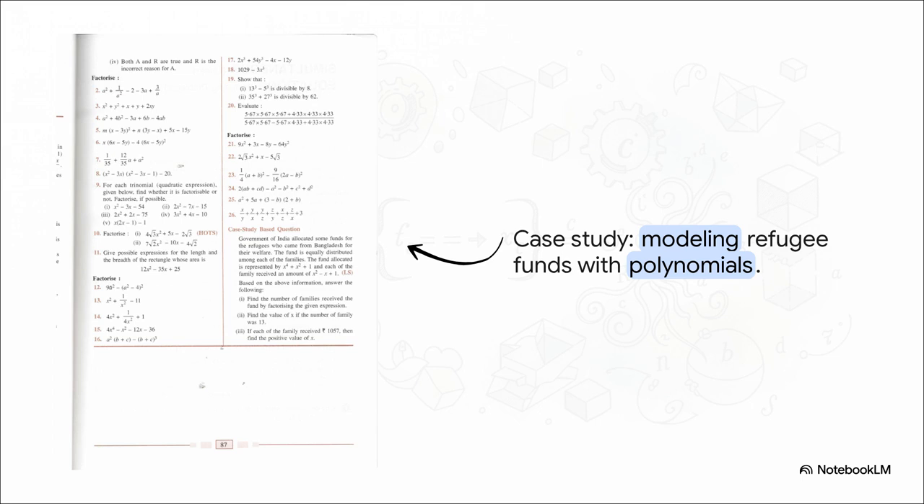Take this case study. A government allocated massive welfare funds for refugees, and the total fund is mathematically modeled by the polynomial x to the power of 4 plus x squared plus 1. To figure out the equitable amount each individual family receives, they have to use factorization to break that giant expression down into workable pieces. Math isn't just on the page, it's distributing resources.